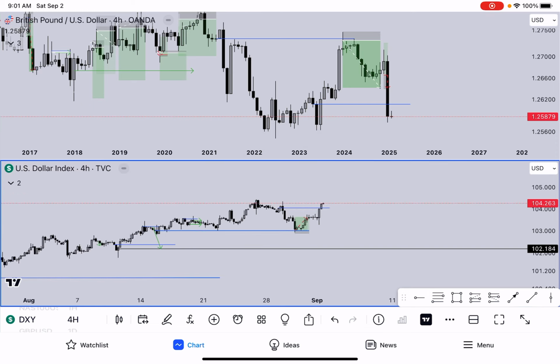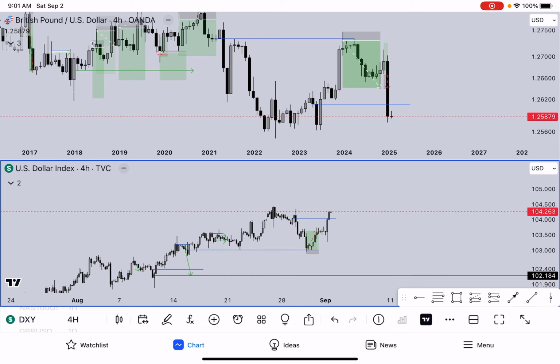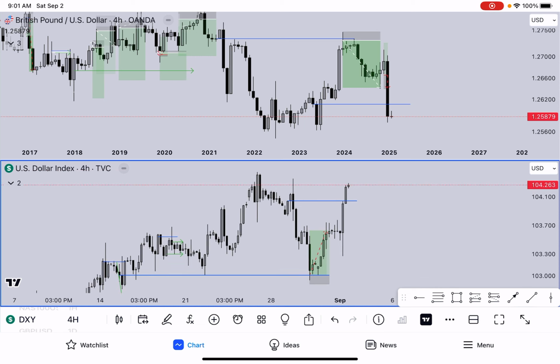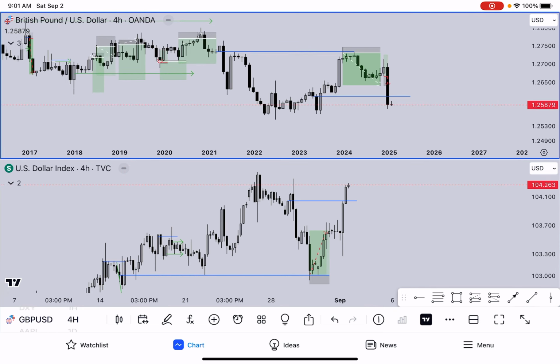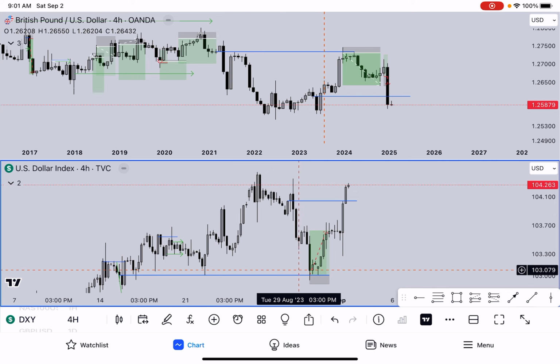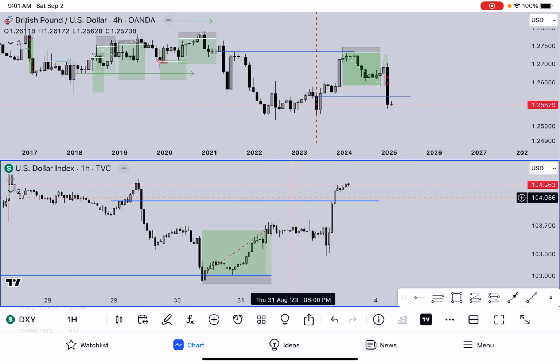Let's drop down 4-hour on the Dixie. Similar setup, right? We see this order block here. The price came to, and then I had this order block marked off as well on the 4-hour. Let's scale in.